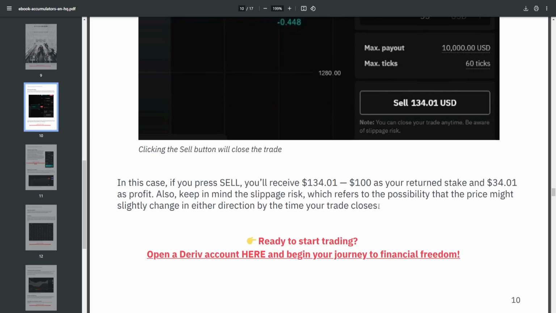Now, as you can see here, you have an explanation. In this case, if you press sell, you receive $134.01 in your account, and your stake is returned, and $34.01 is profit, as I've explained.